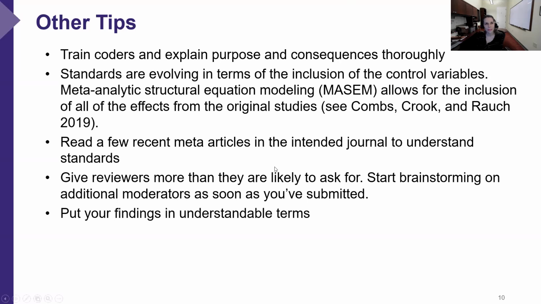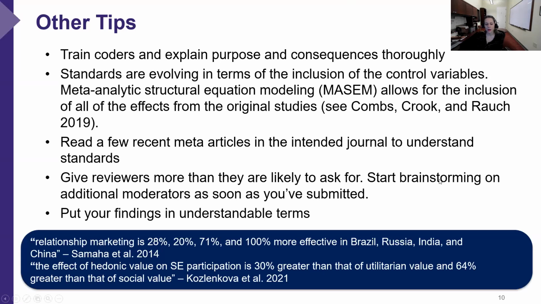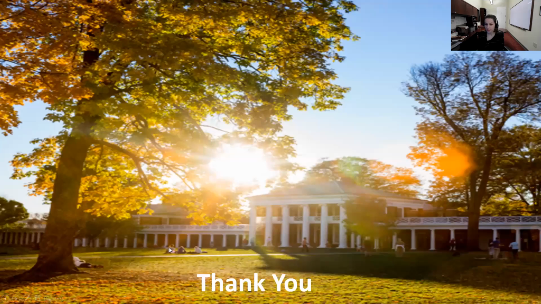Also, a lot of managers read these papers, so you want to be able to say what your results mean in relatable, understandable terms. I'll give you a couple of examples from some papers. There's a paper on how well relationship marketing works in different countries, and they try to interpret the effect sizes into some other metric that people can understand. So I have given you a couple of different examples from different papers. That's all I have, and I'm looking forward to your questions.